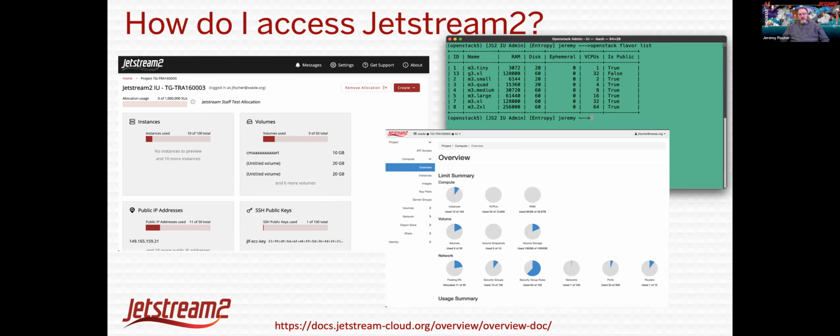There's the Exosphere interface, which is on the left-hand side of the screen. It's the primary GUI interface. It's meant to be very user-friendly. It's meant to be the most accessible way to get to Jetstream 2.